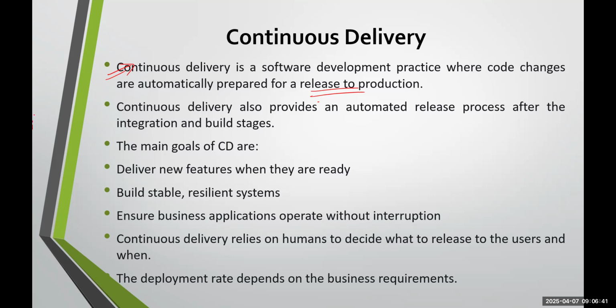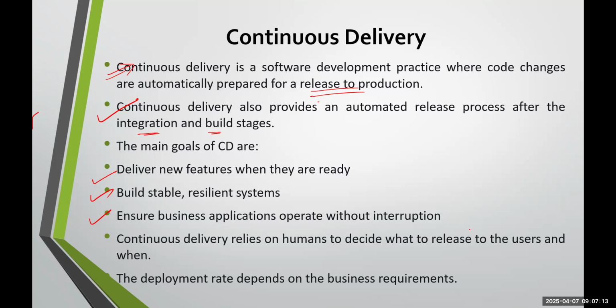So this continuous delivery also provides an automated release process. What does automated release process mean after the integration and build stage? Mainly it delivers new features when they are needed. Build a stable, even resilient system. So normally if any changes occur, it will not impact other modules, other features or other processes. So it's a resilient system. Clear? Again, we can say that it ensures business applications operate without any interruption.